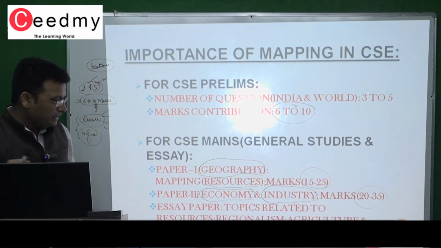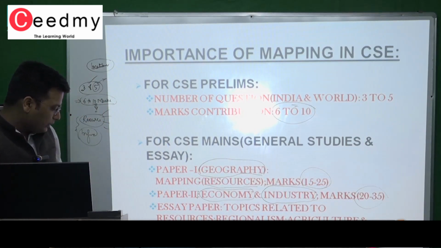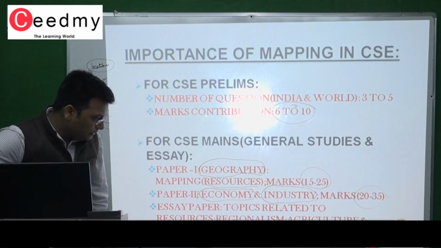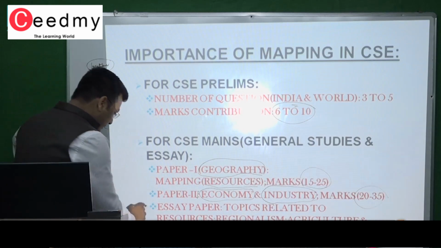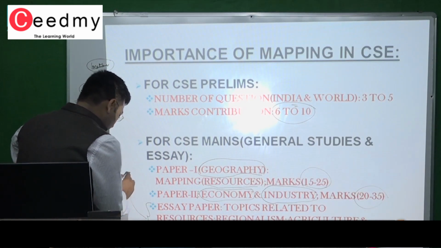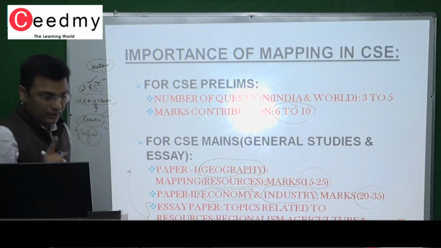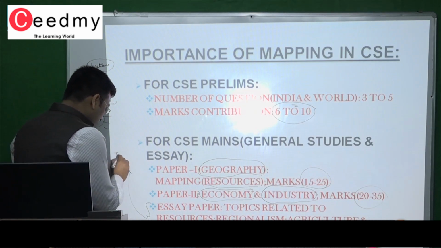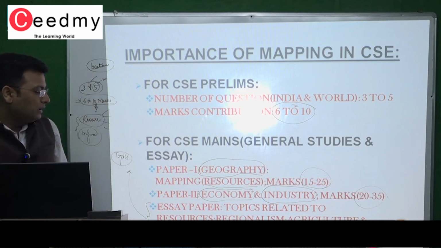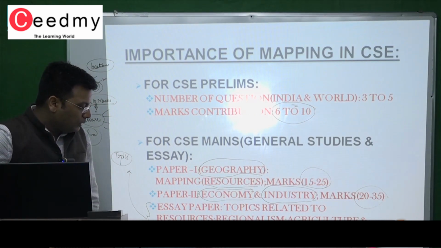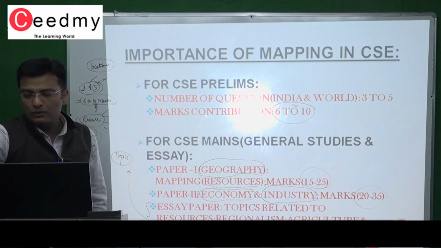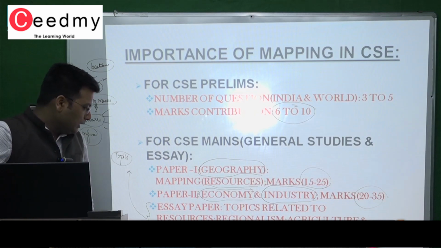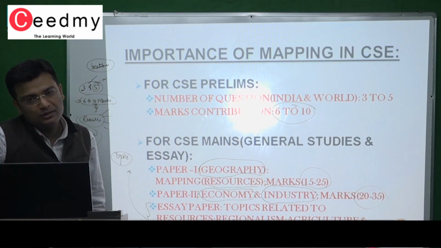As far as the essay paper is concerned, topics related to resources, regionalism, agriculture and industry are asked every year. At least one direct question is asked from these topics only. And mapping makes these topics stronger, if you know the facts related to topics like resources.